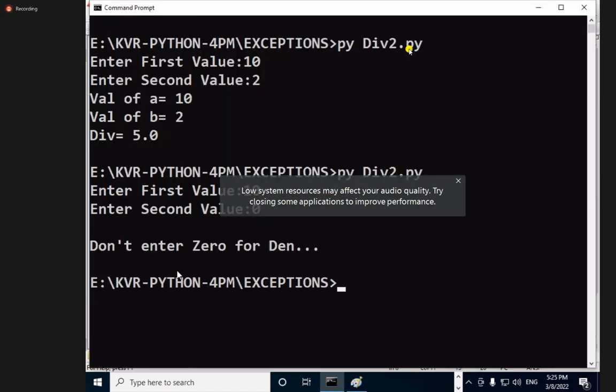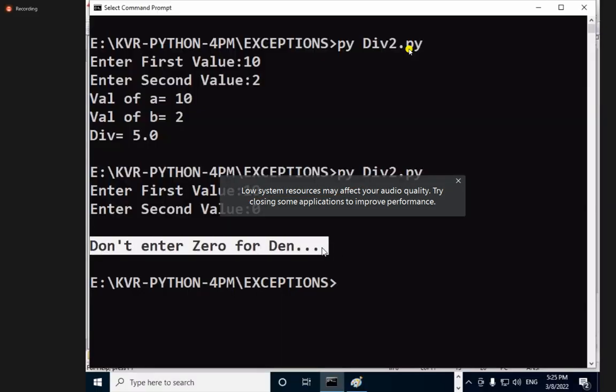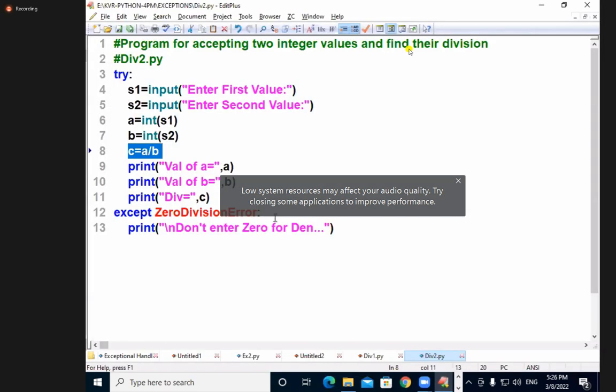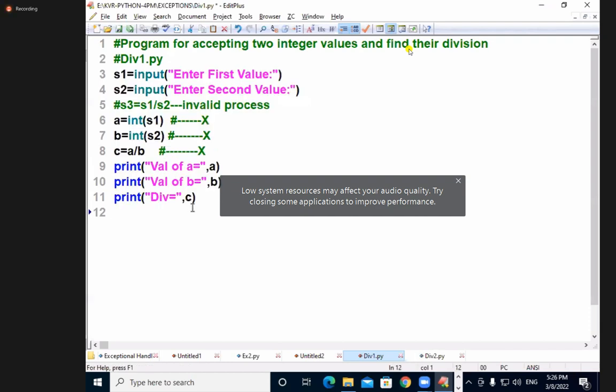Please look at that. Don't enter 0 for what? Please run the div1 program. div1 means the previous program, which was written without any try and except.